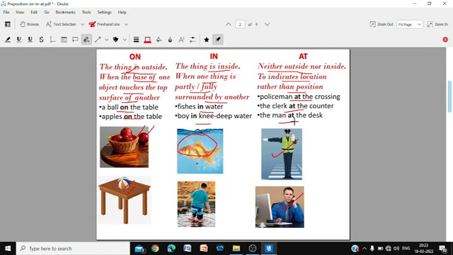So in means inside and one object surrounds the other, like the water surrounding the fish or water surrounding the boy till the knees. On means outside and the surfaces are touching. The ball is touching the table. The apple is touching the table. And at is mere location.